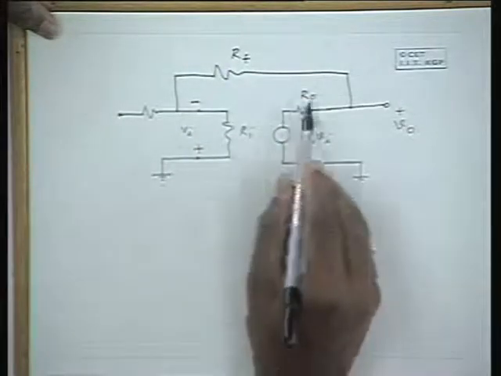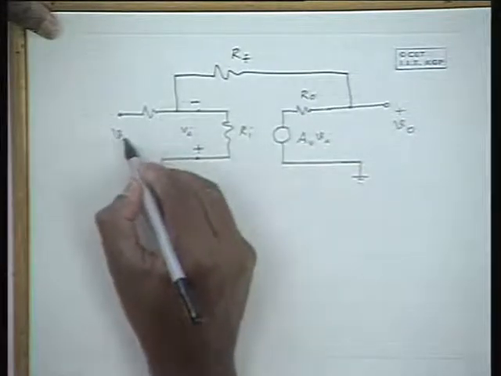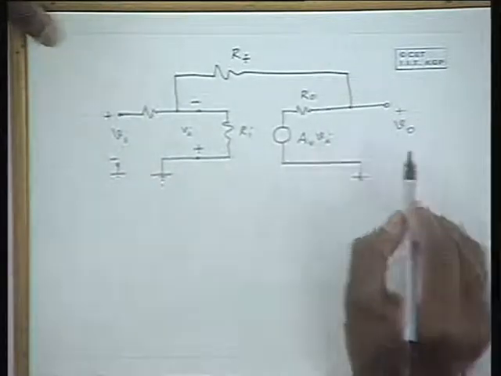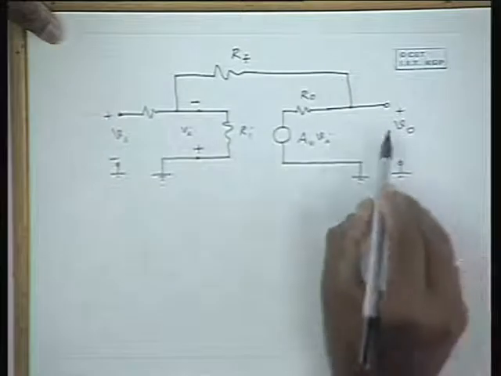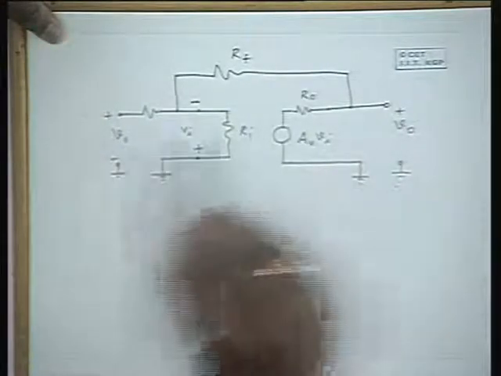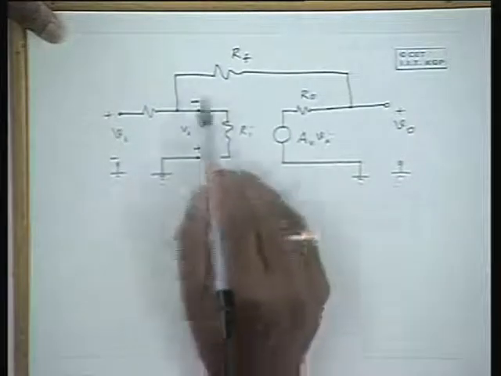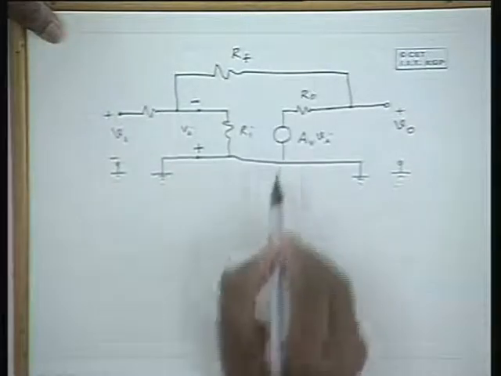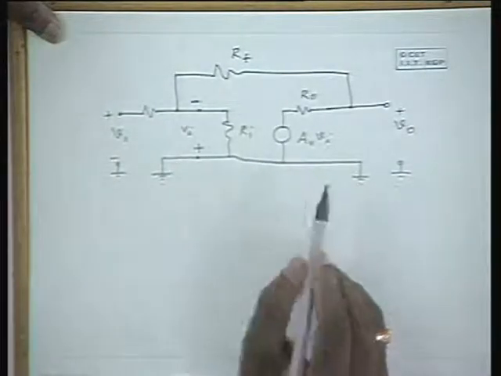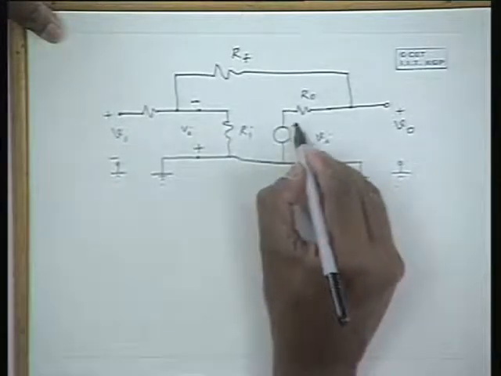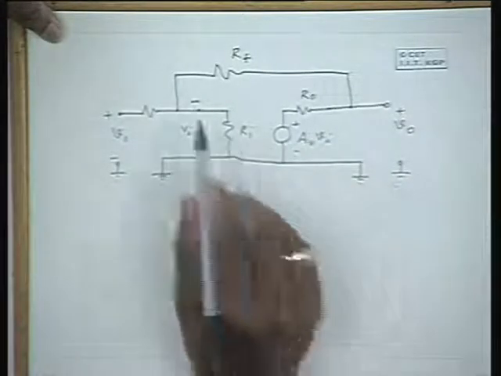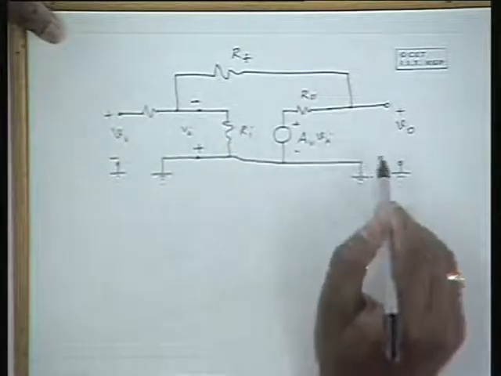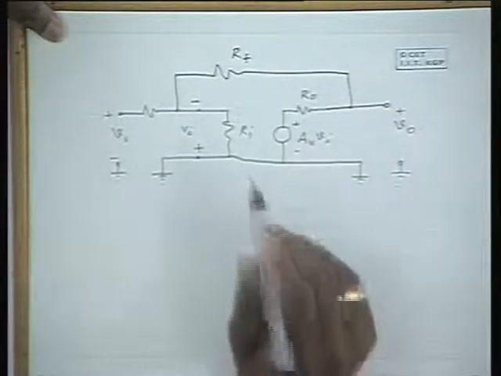Now given AV, Ri and R naught, we can determine how much gain we can get. With this amplifier, the gain is defined by V naught by V1, and that can be determined by analyzing this circuit. Since both these terminals are grounded, please note that there is a short here. By analysis using Kirchhoff's voltage law and current law, we can analyze the circuit and get an accurate expression for the gain of this amplifier.